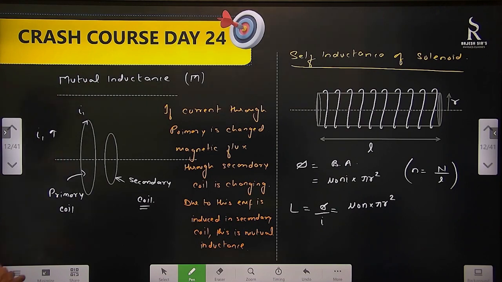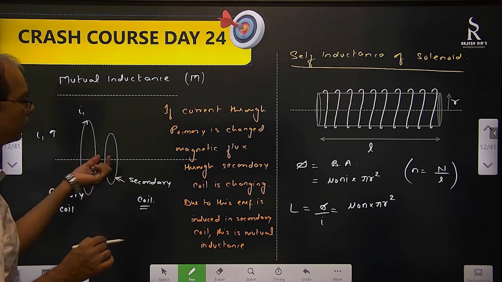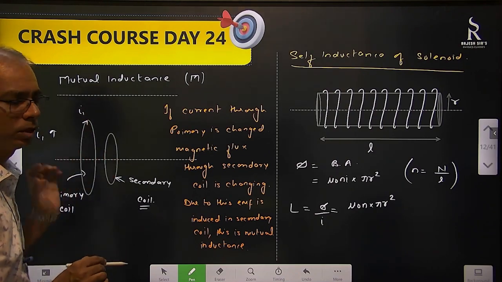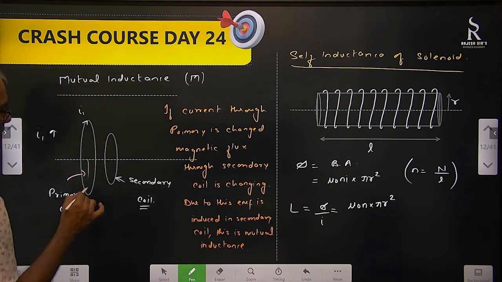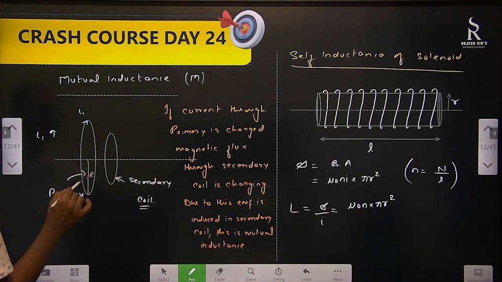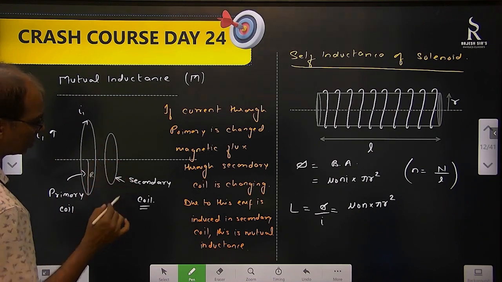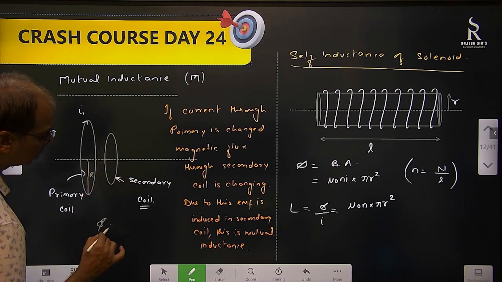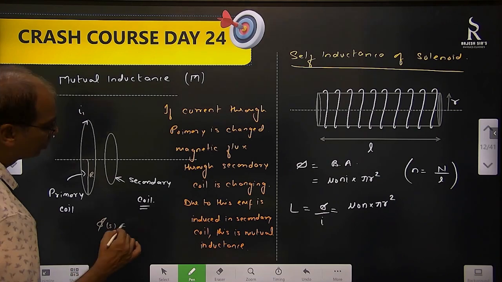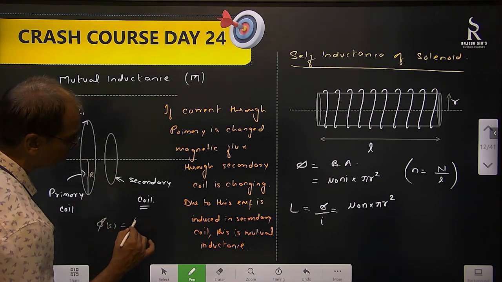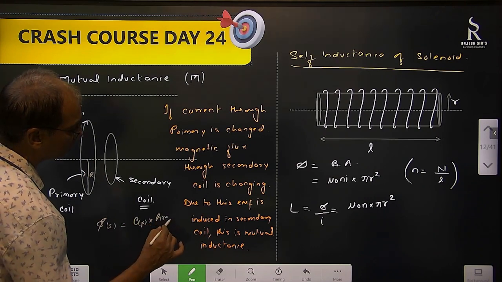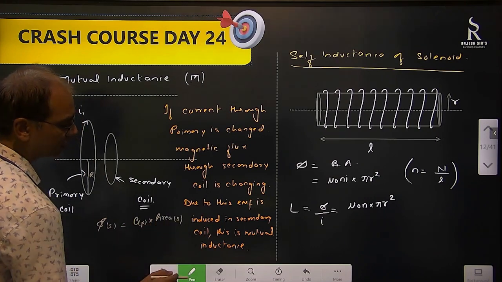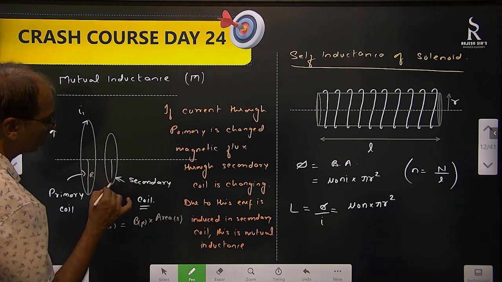Since it's very close to this coil, we can say that the magnetic field through this one is also mu naught I by 2r only. This is the radius. Now I want to find the flux through the secondary. Flux through the secondary is the magnetic field due to the primary into the area of the secondary. For the area of the secondary, here also I want its radius. Take its radius smaller.